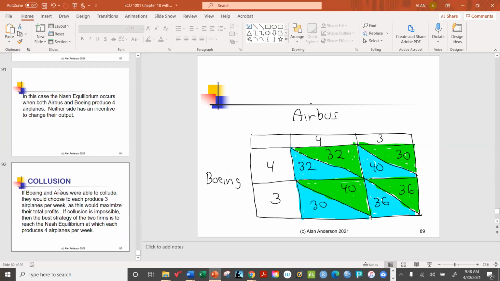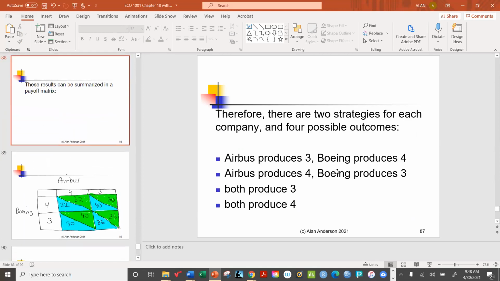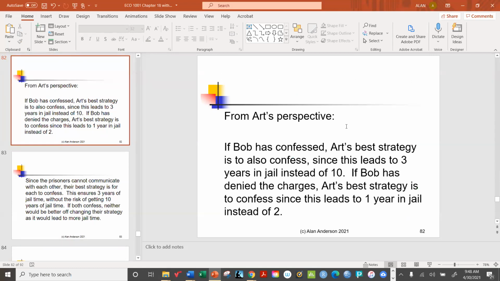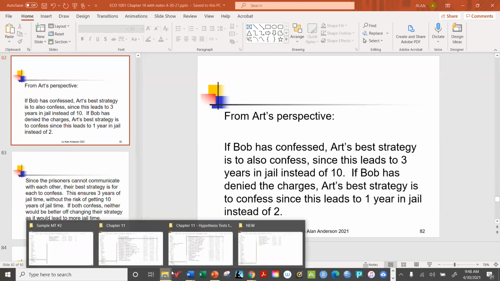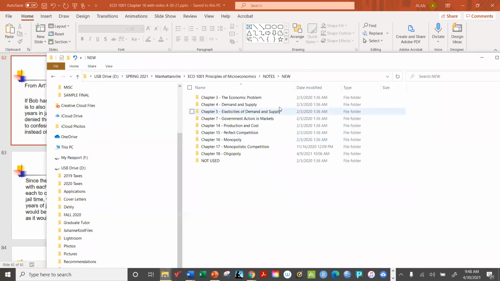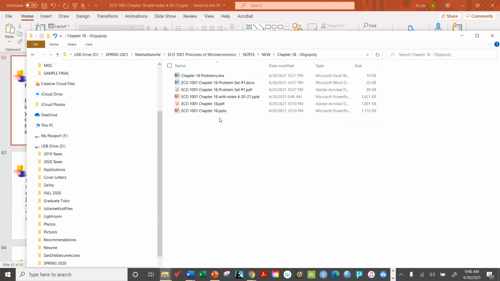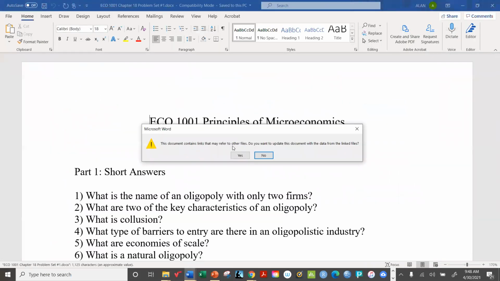All right. Now, I just want to point out here that the final exam will actually not have any questions about game theory, but I think it's interesting to show it to you because it is one of the best ways of analyzing oligopoly. I also want to point out that in the chapter 18 problem set, I was not able to draw that cool matrix.